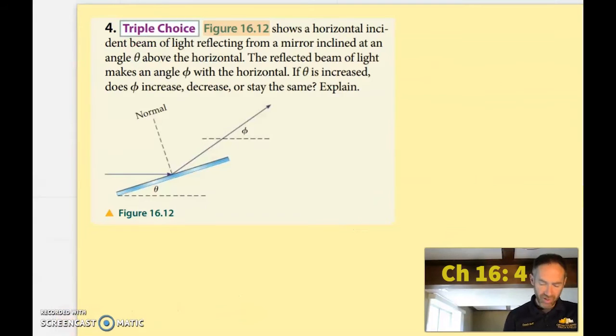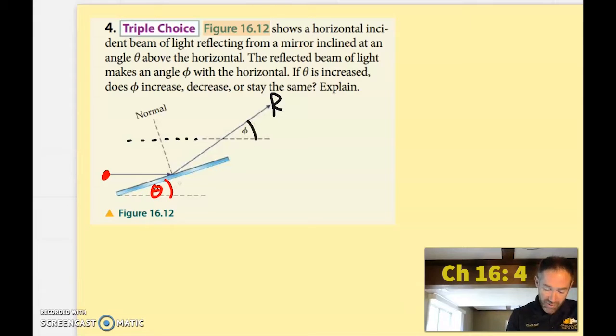Number four shows a picture, and it says that the picture shows a horizontal incident beam of light, that's this one right here, reflecting from a mirror inclined at an angle theta from the horizontal. The reflected beam of light makes an angle phi with the horizontal. So I want you to think of this horizontal line coming all the way across, and whenever that reflected beam crosses it, what kind of angle does it make? Is it making an angle like this?